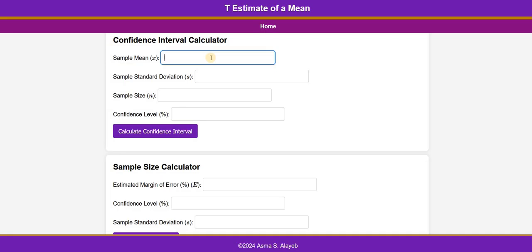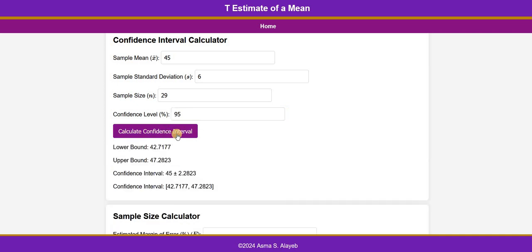So the sample mean is 45 given in the question. The sample standard deviation is 6. The sample size is 29. And the level of confidence is 95. And then you're going to calculate the confidence interval.